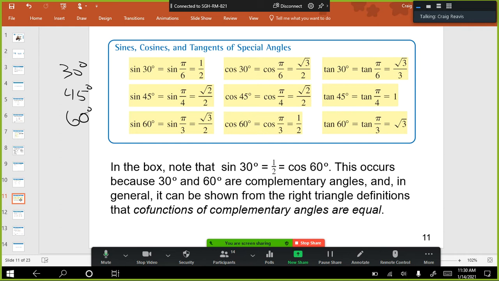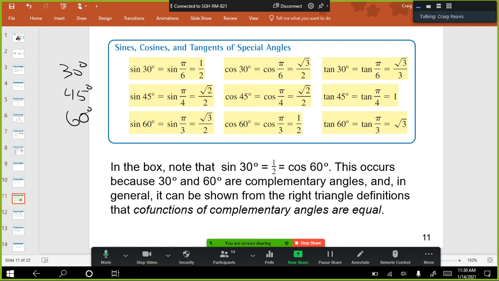And you'll notice here also we're mixing in the radian measure. 30 degrees is the same as pi over 6, 45 is pi over 4, 60 is pi over 3. Okay, the sine of 30 degrees is 1/2. The cosine of 30 degrees is square root of 3 over 2. The tangent of 30 degrees is square root of 3 over 3.